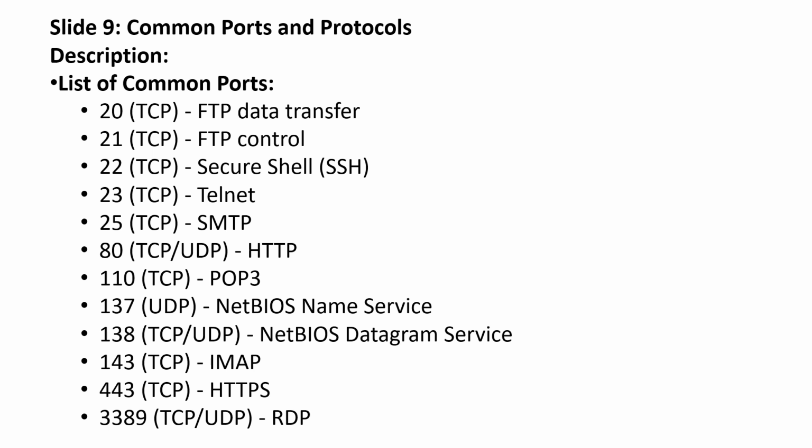Common ports and protocols. Here are some common ports. Port 20 is for FTP data transfer. Port 21 TCP is used for FTP control. Port 22 TCP is used for secure shell. 23 is used for Telnet. 25 for SMTP. 80 for HTTP. 110 for POP3. 137 UDP for NetBIOS name service. 138 TCP/UDP for NetBIOS datagram service. 143 for IMAP. 443 for HTTPS. 3389 for RDP.